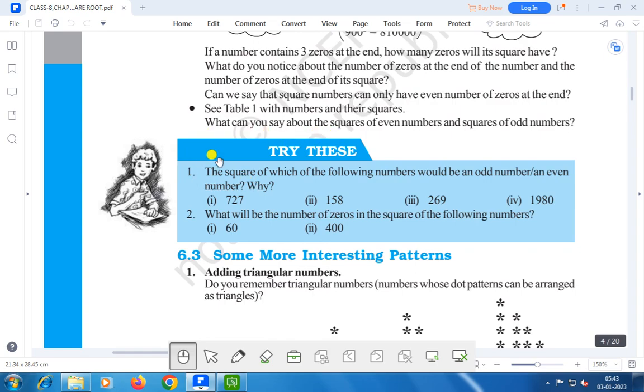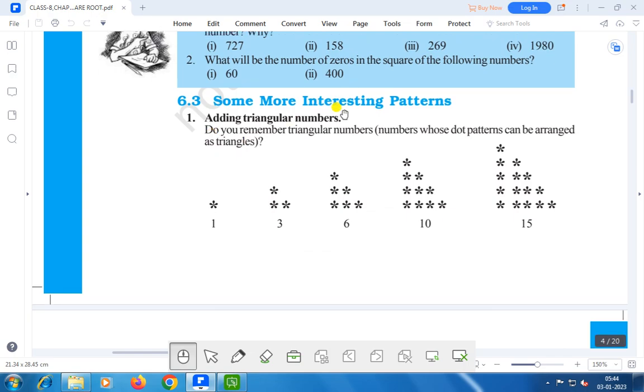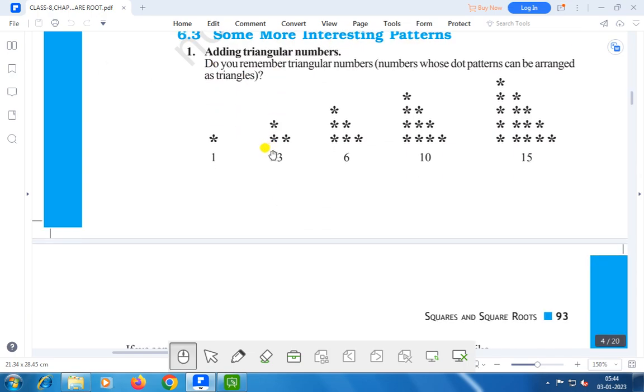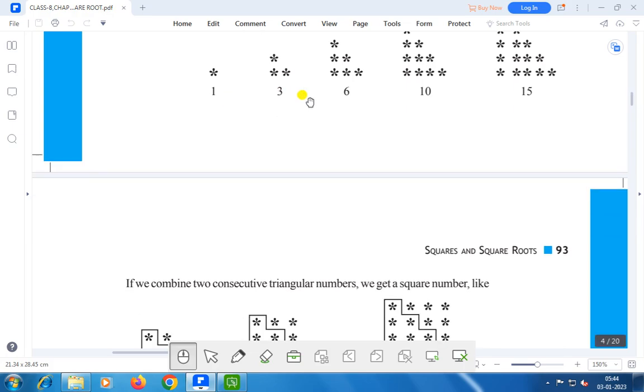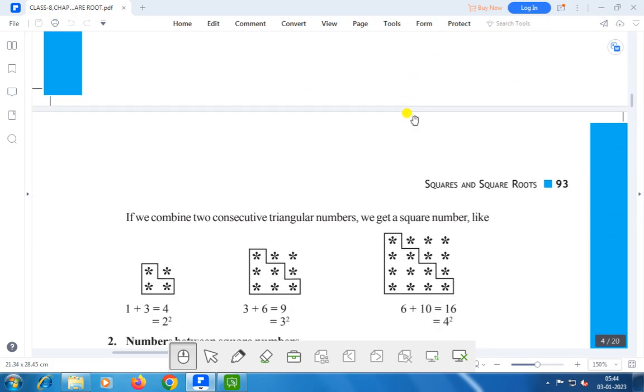What can you say about the squares of even numbers and the squares of odd numbers? Some more interesting patterns. Now we will study the patterns. Do you remember triangular numbers? Numbers whose dot patterns can be arranged as triangles: 1, 3, 6, 10, 15.